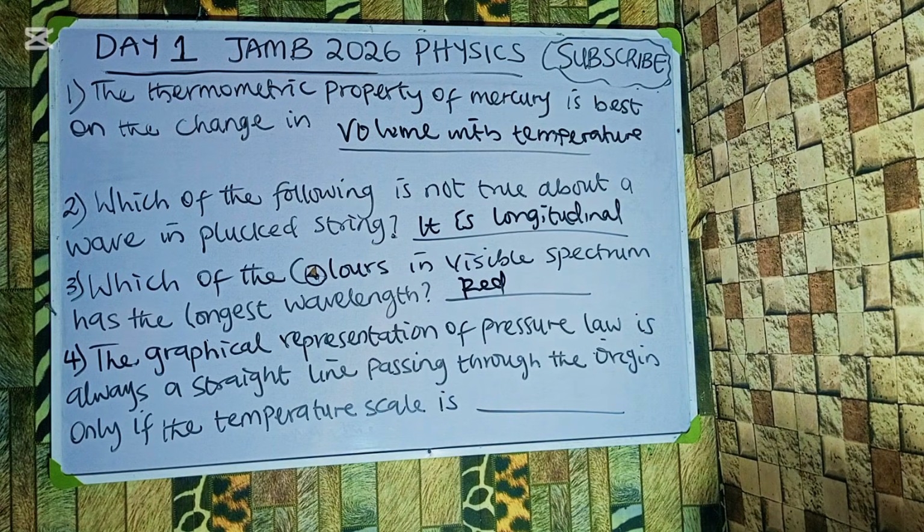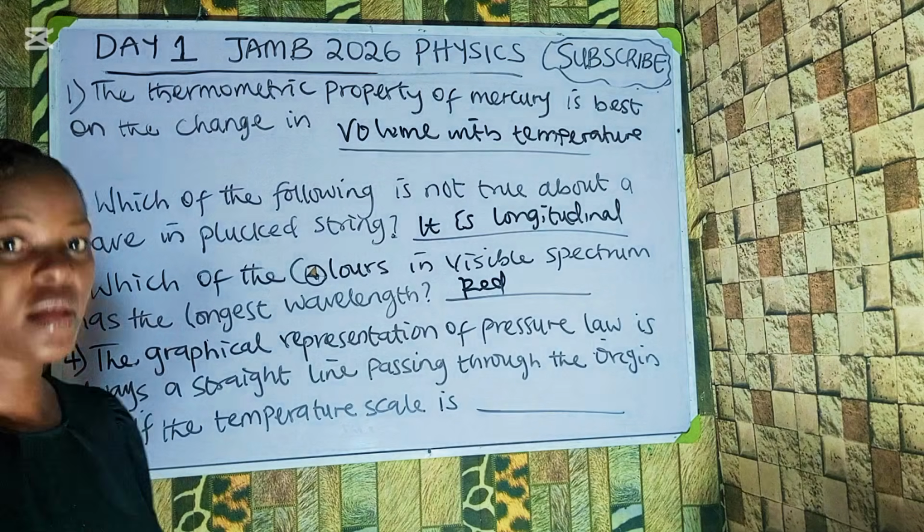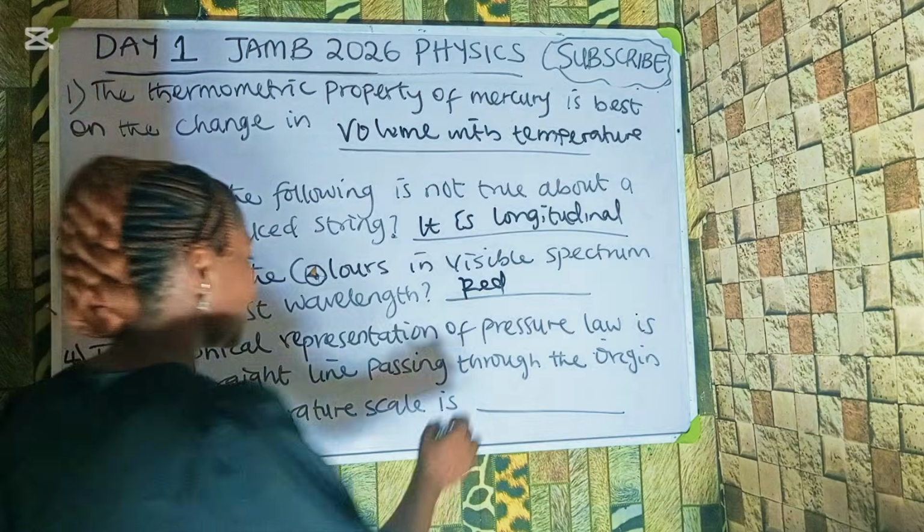Question 4. The graphical representation of the pressure law is always a straight line passing through the origin only if the temperature scale is thermodynamic, because you must convert the temperature to Kelvin, so that is thermodynamic.